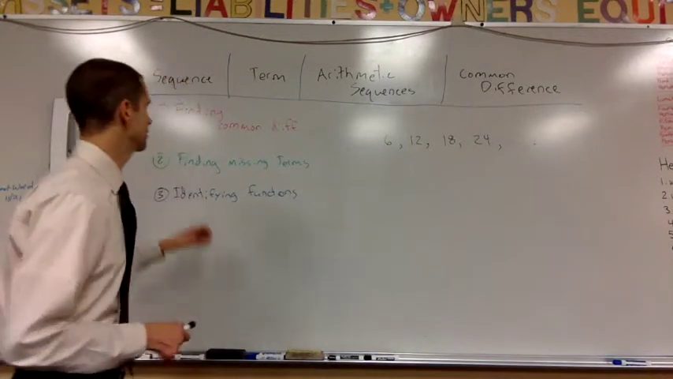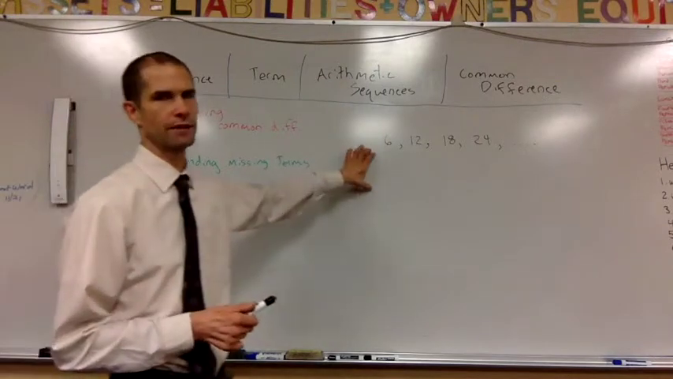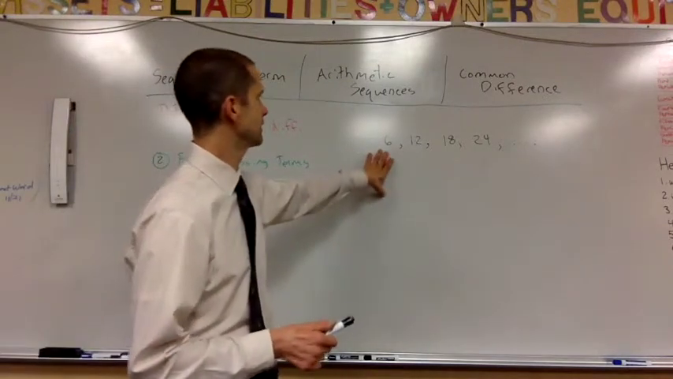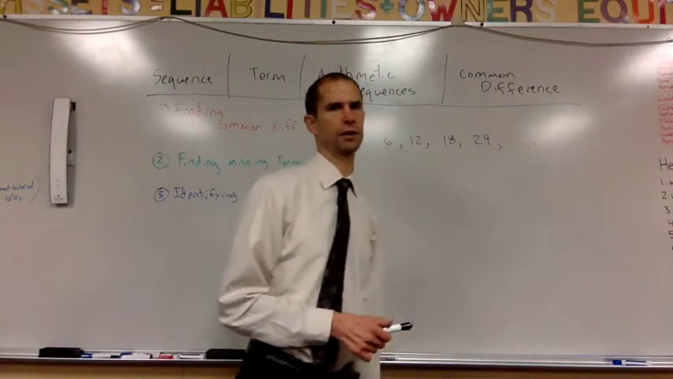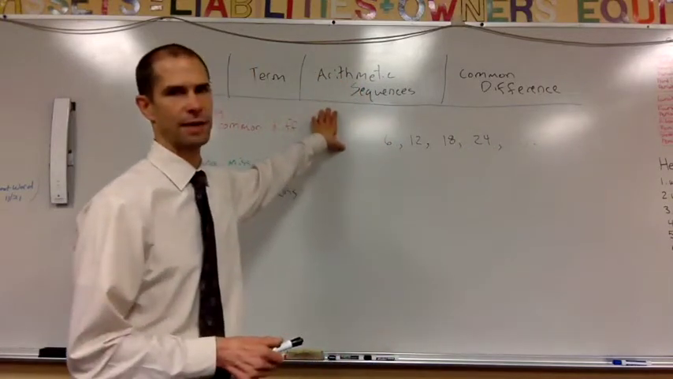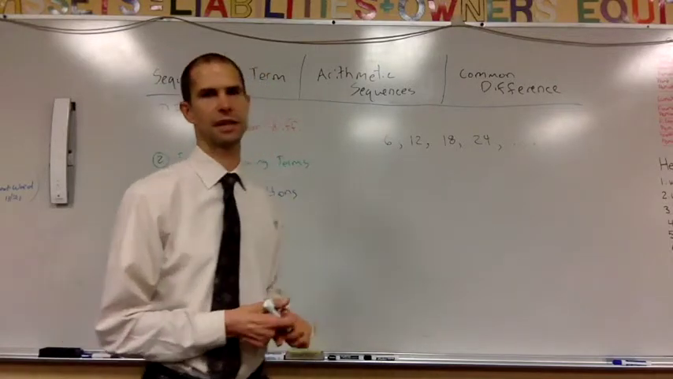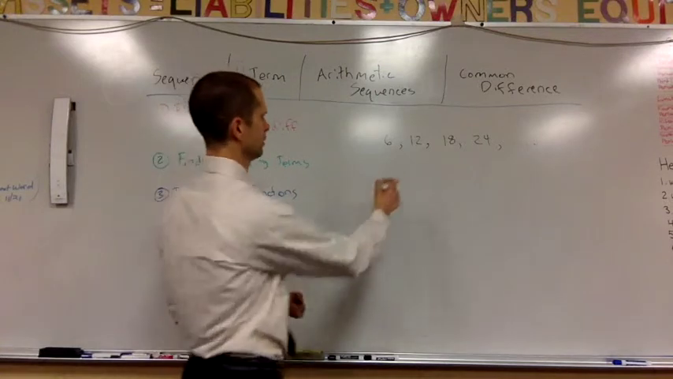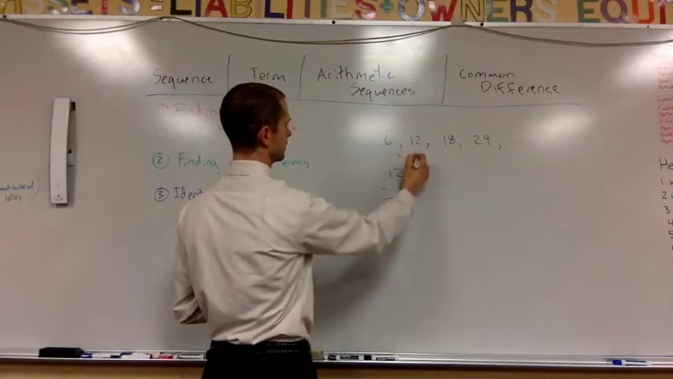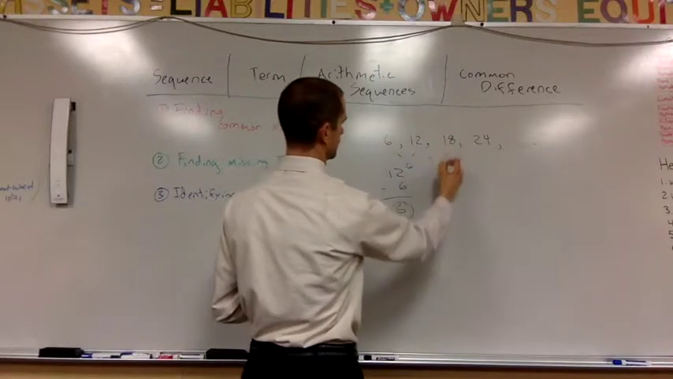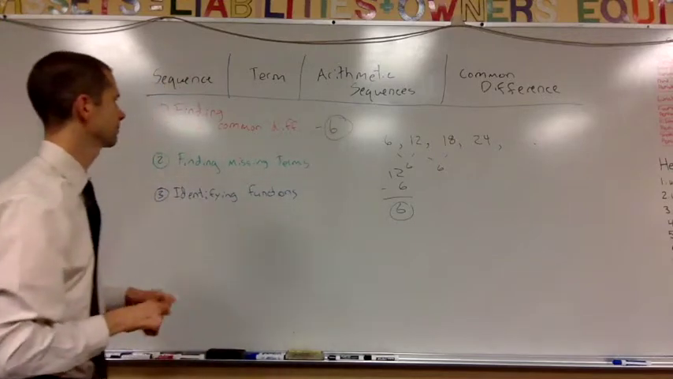So let's look at a few examples here. Let's suppose we want to find the common difference when we're given a sequence. So here we have this sequence, 6, 12, 18, 24, and it goes on and on. We're told this is an arithmetic sequence, so we know that the difference from one term to the next is always the same. How do we find that? We do 12 minus 6, 6. So the difference here is 6. The difference here is 6. Our common difference is 6.